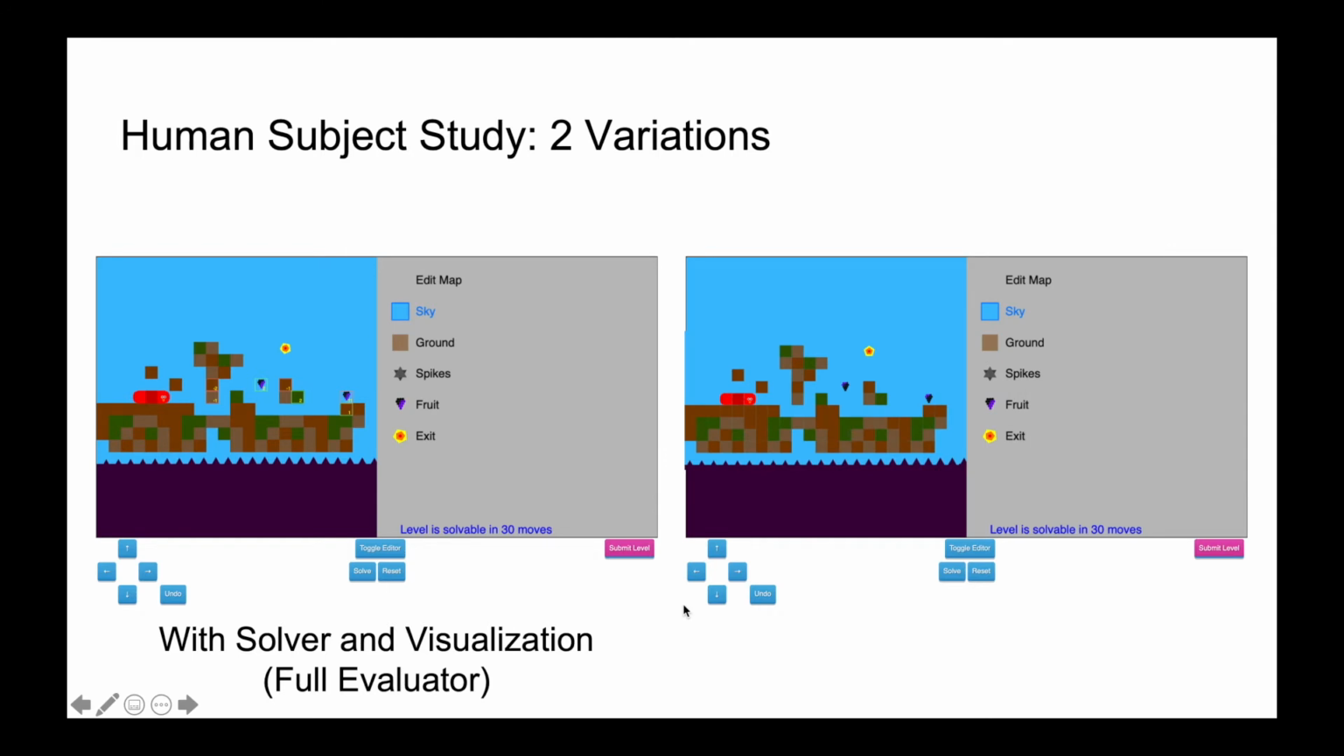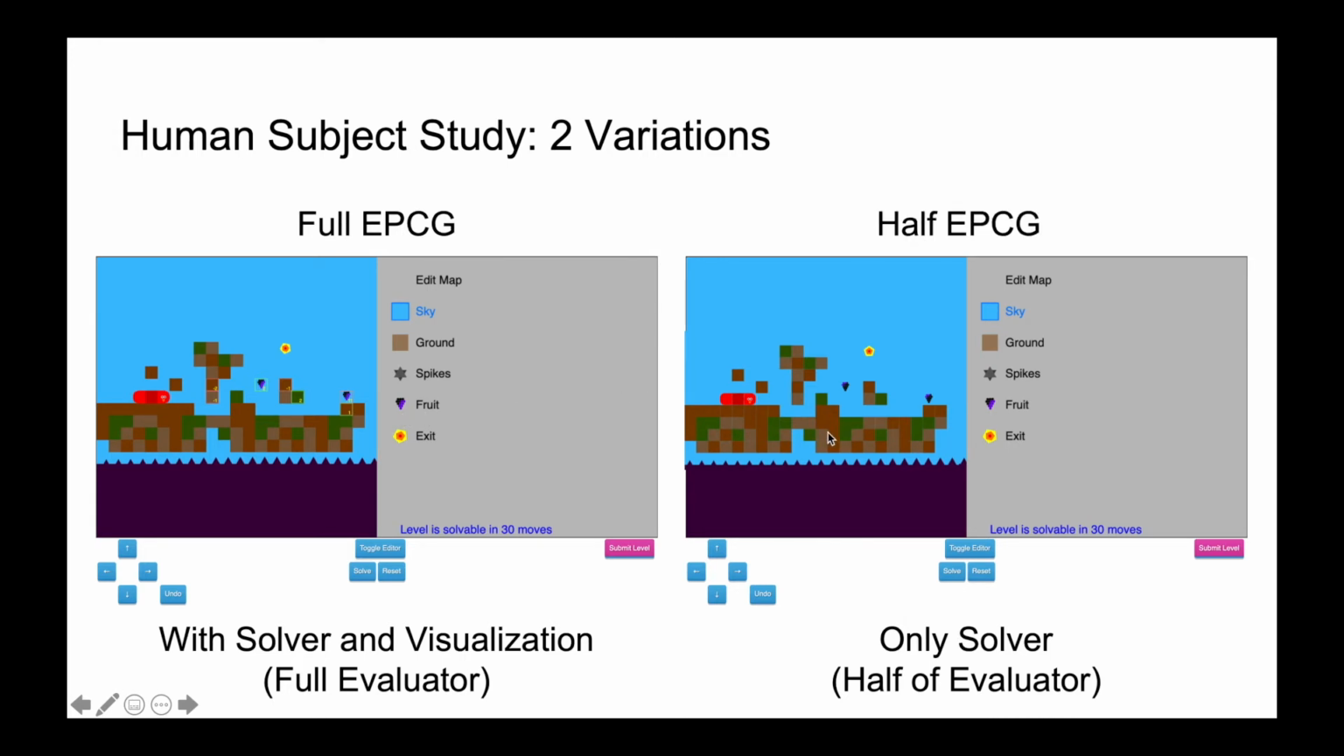And on the right here, though, we have a version of our editor, which you can barely see, where the visualization is turned off. So this visualization isn't on. We only have the solver. It's still telling you, hey, is this solvable? It's still allowing you to click the solve button. But we only think of this as like half of our evaluator. So we refer to the one on the left as full EPCG and the one on the right as half EPCG.